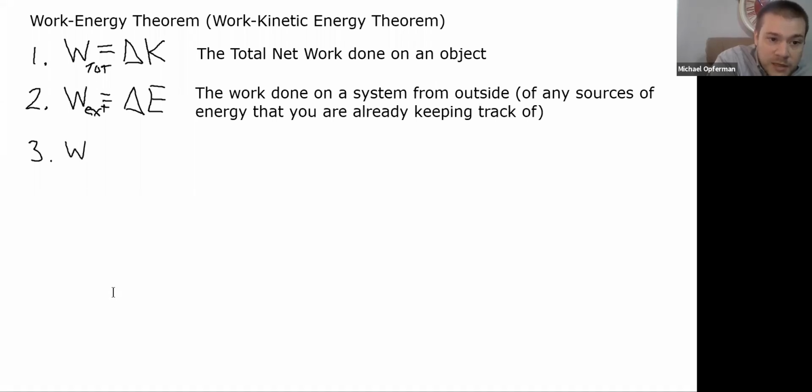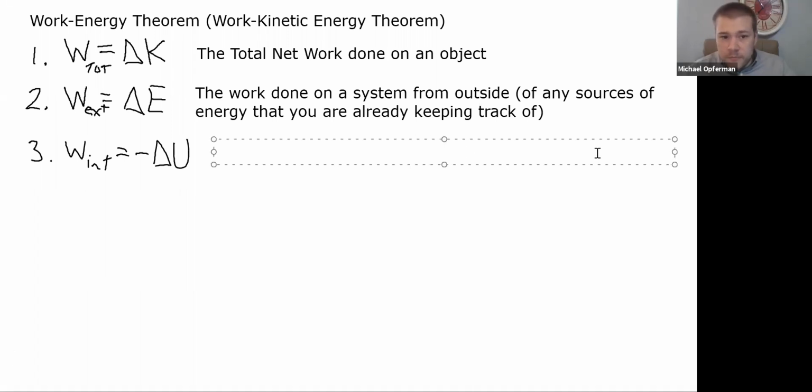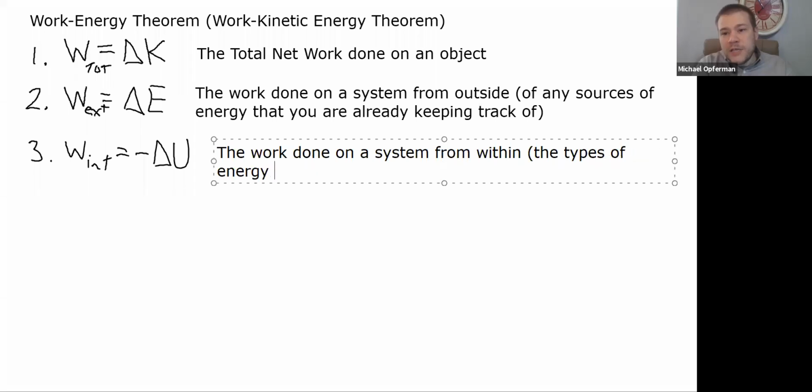The other possibility is what I refer to as internal work, in which case it's minus delta U. That was the third formula given in the previous video. And in this case, you're doing the work done on a system from within, and by that I mean within the types of energy that are already being tracked by you.